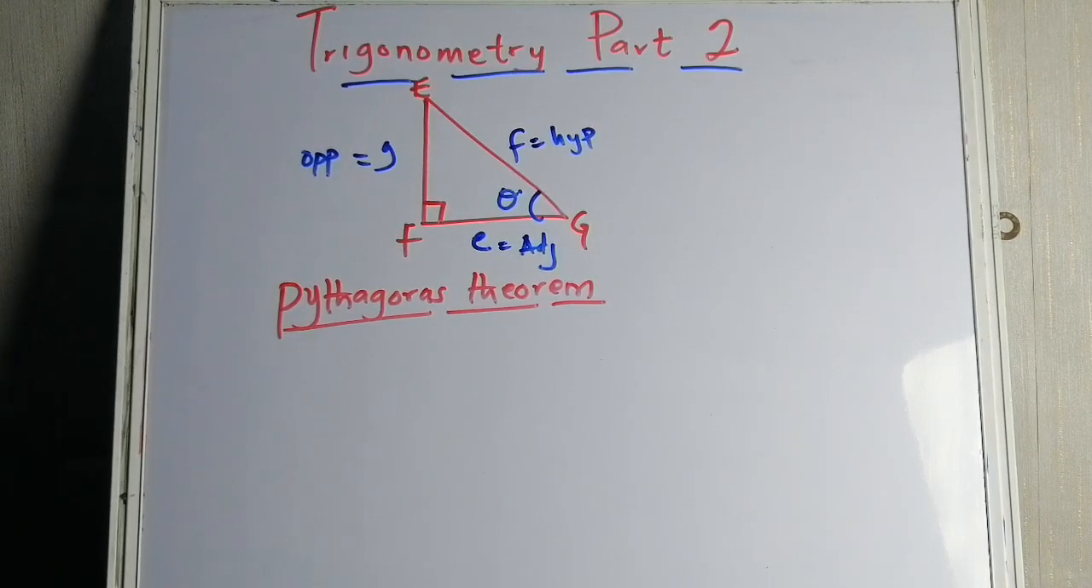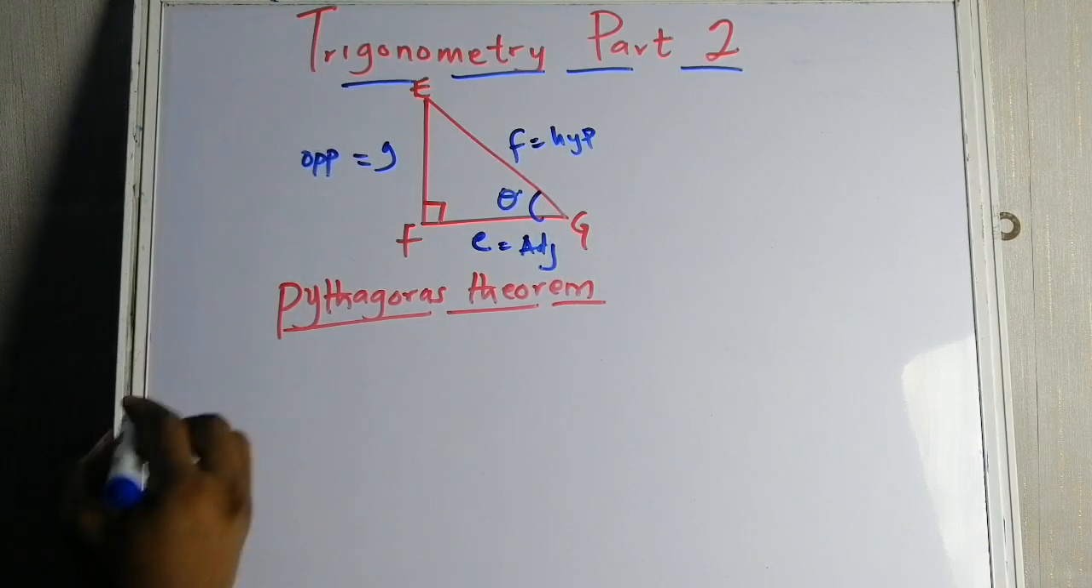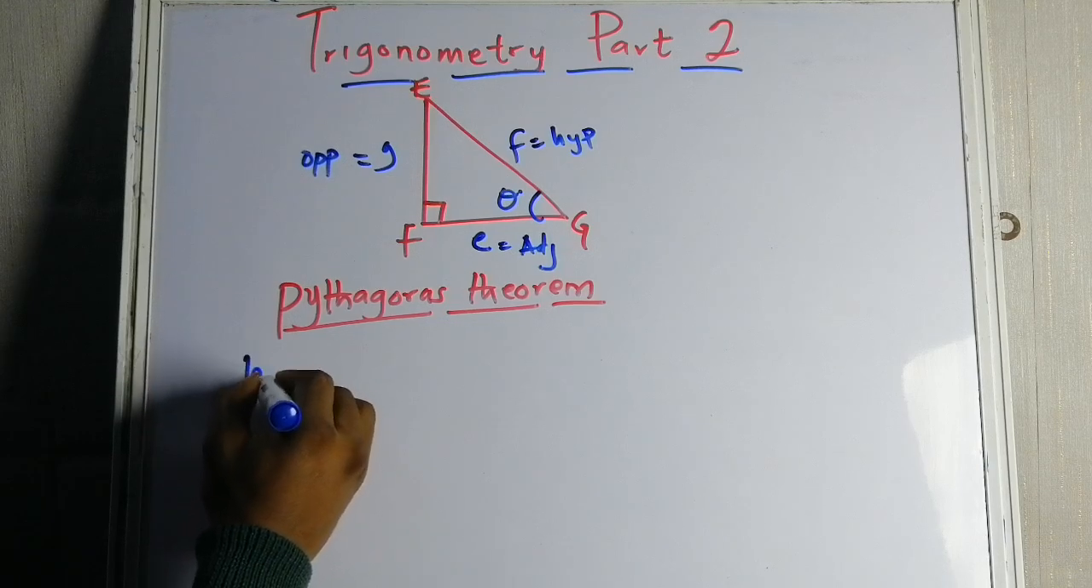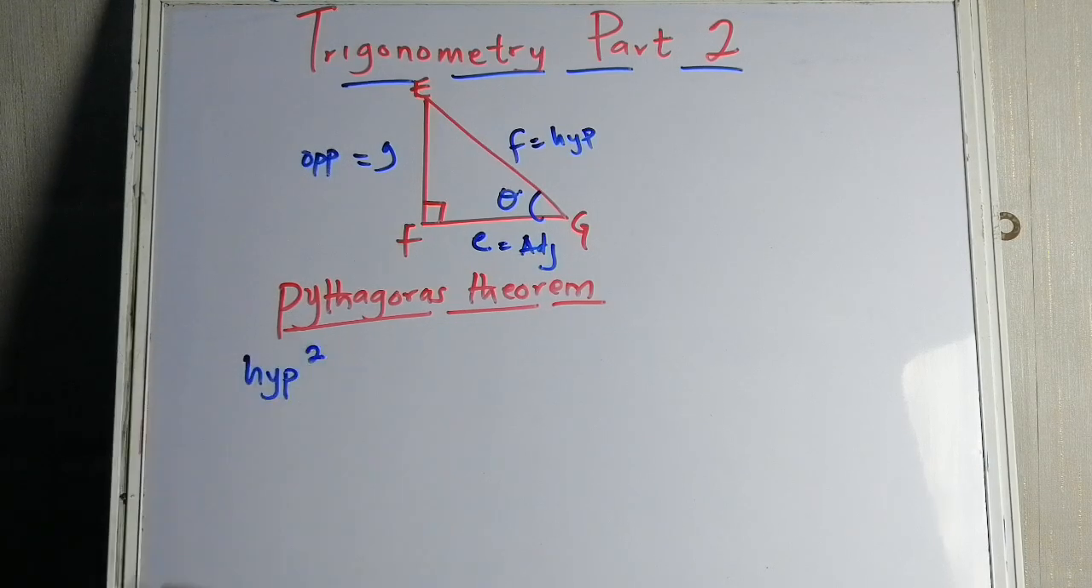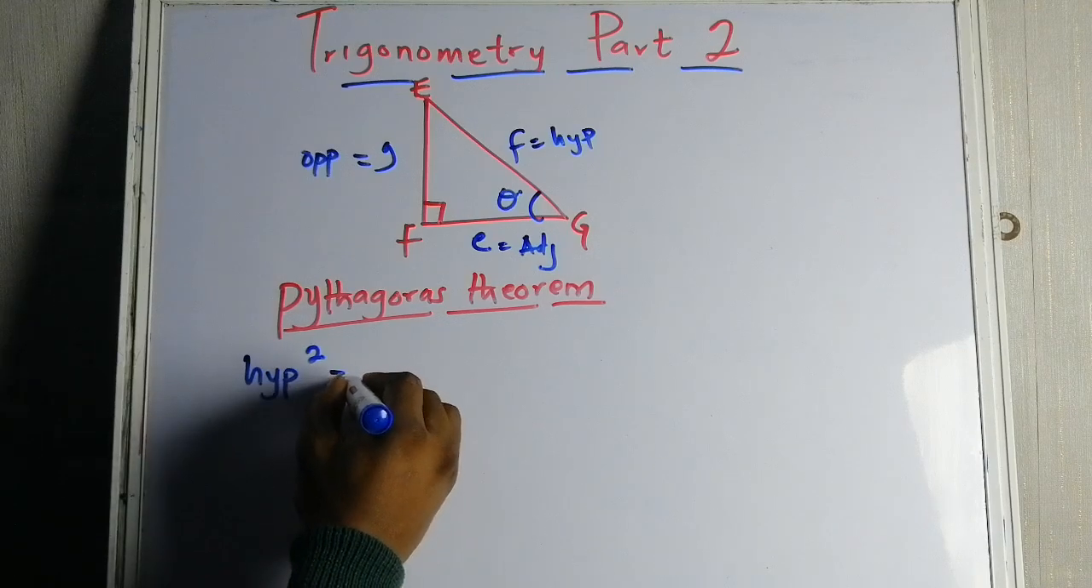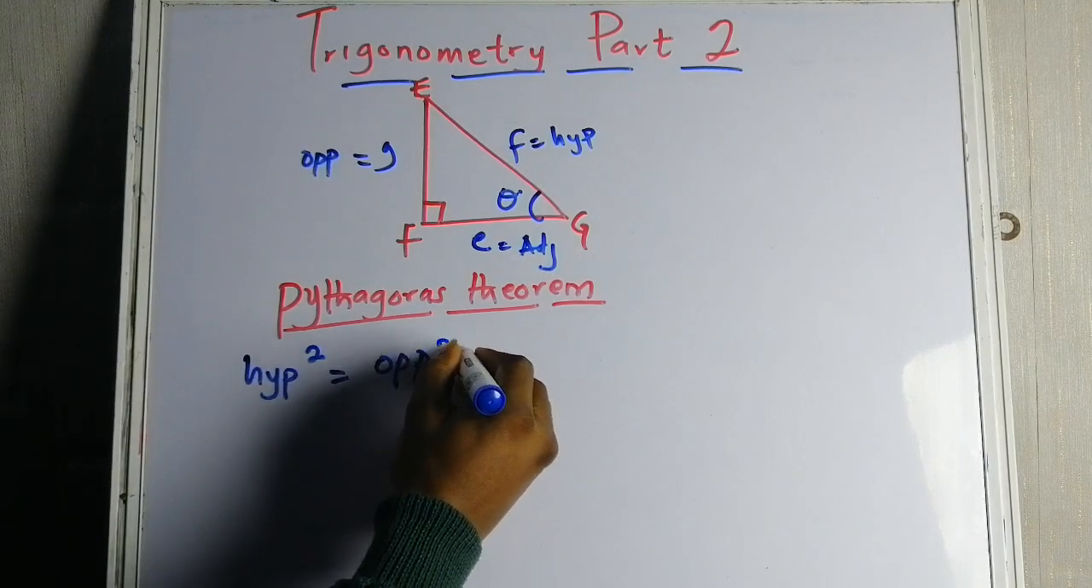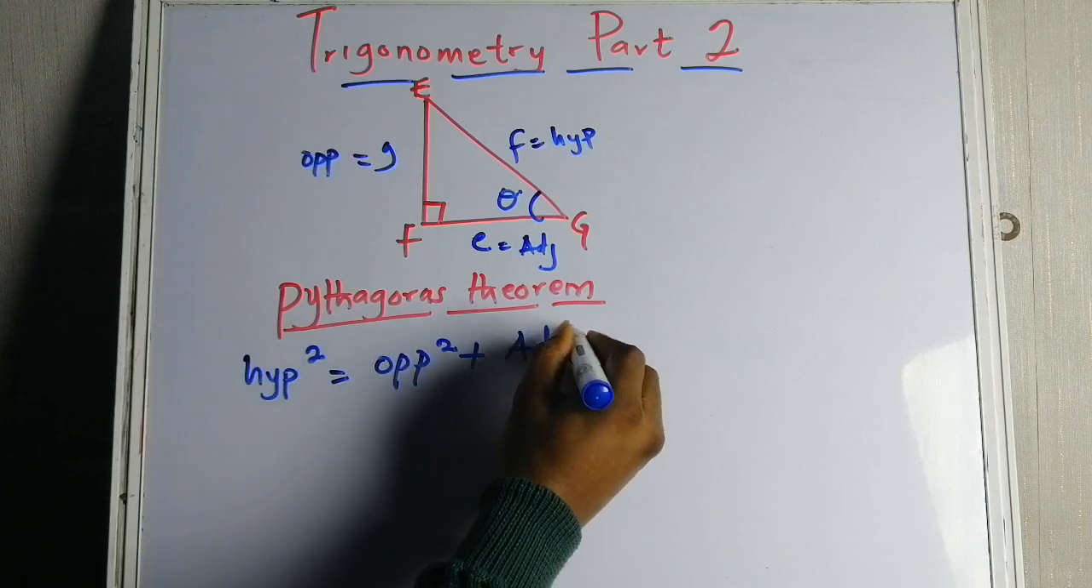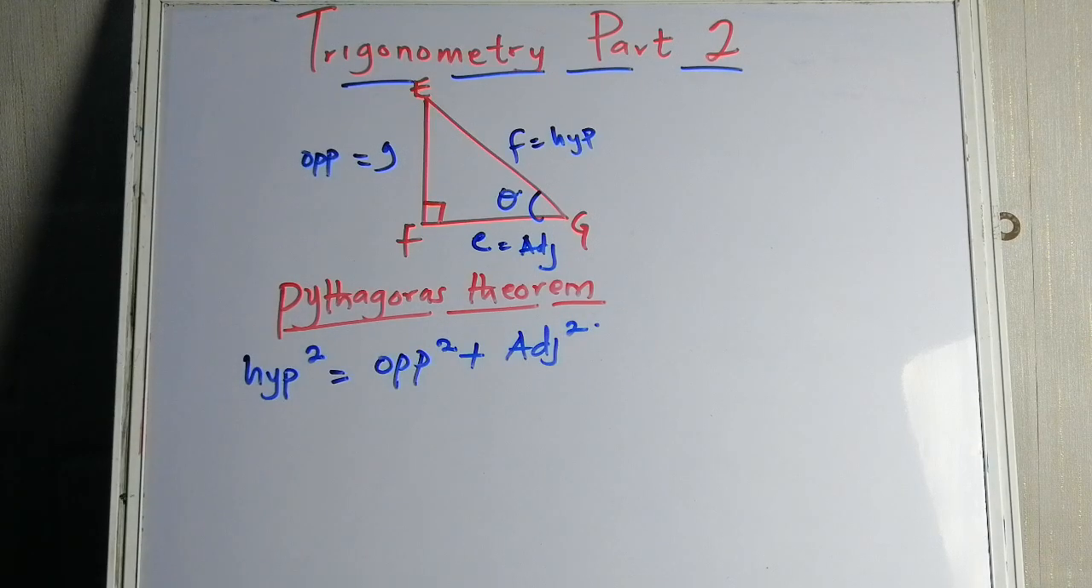Adjacent square. Hypotenuse square equals opposite square plus adjacent square. Very simple. Pythagoras theorem means hypotenuse square equals opposite square plus adjacent square. You understand? So very, very simple.